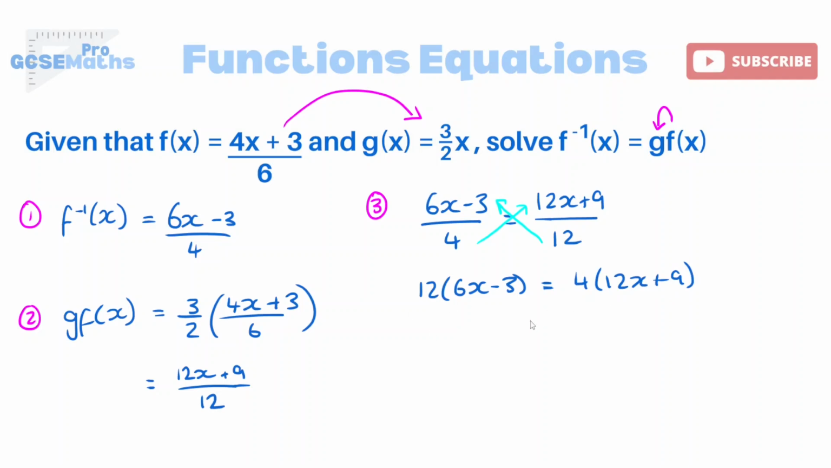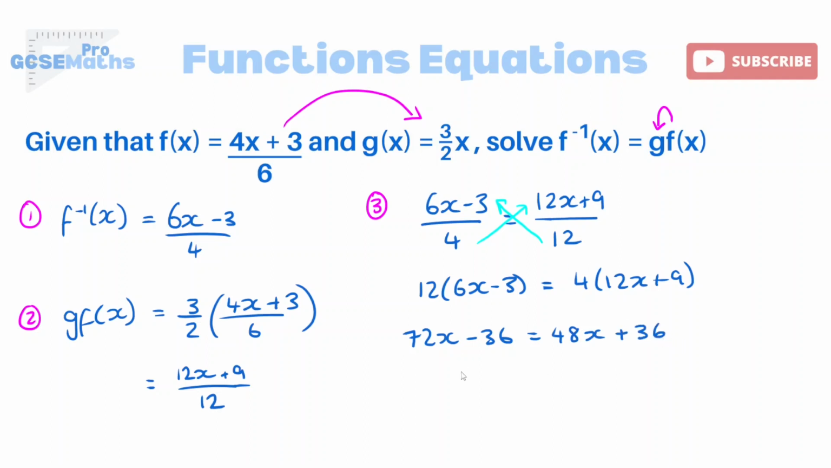Okay, so now at least we don't have any fractions. Let's expand everything. As 12 and 4, well, 4 is a factor of 12. If you wanted, you could just divide everything by 4, to be fair. I'm just going to keep it a little bit more straightforward for the majority of people and just expand. So 12 times 6x, we know is 72x. 12 times minus 3 is minus 36. 4 times 12x is 48x. And 4 times 9 is 36.